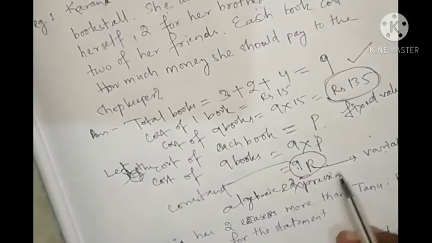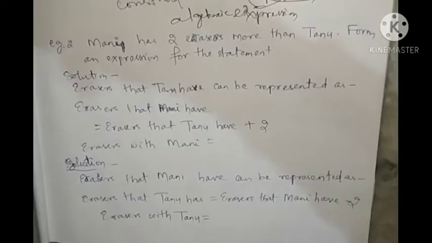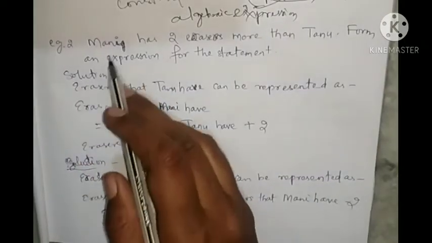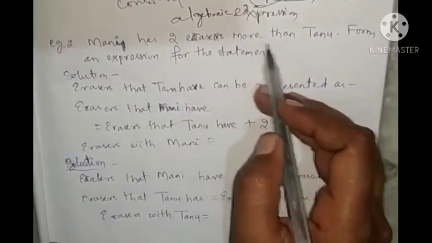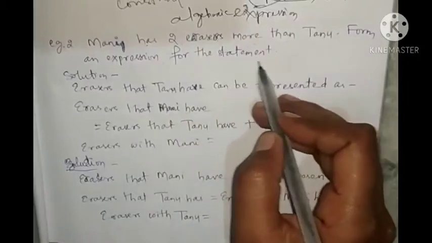So if the cost of the book is not given, we can take it as a variable and then we can find out the cost of 9 books. Okay, let's see some more examples. Mani has 2 erasers more than Tanu. Form an expression for the statement.